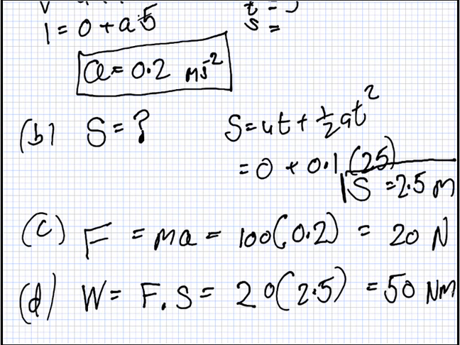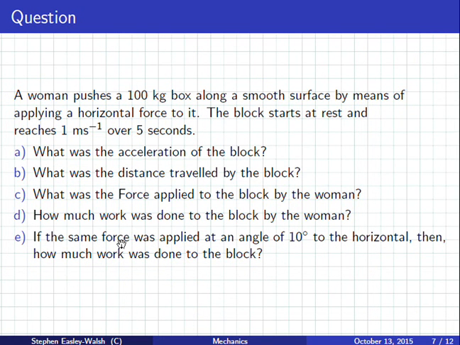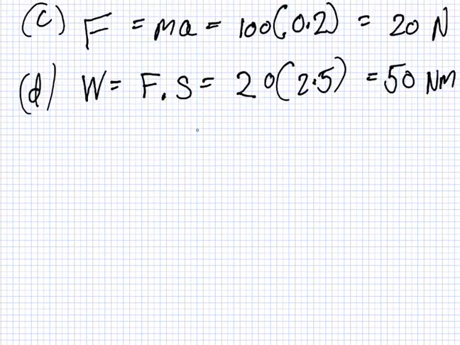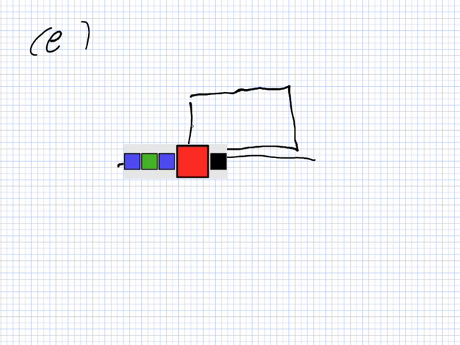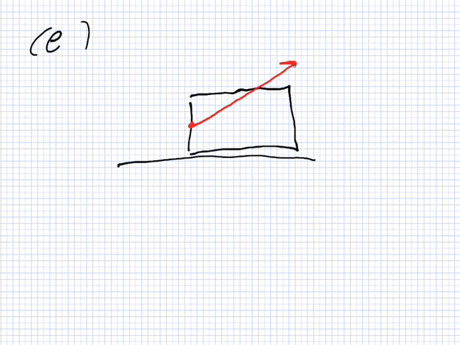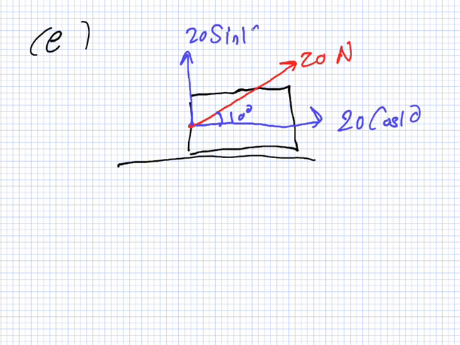Okay, the last part here. What is the work if she pushes at an angle of 10 degrees? Do you have this? Grace, do you have this? Yes. Okay, so for the last part, E, what happens is her force, what was the force? 20 newtons. So her 20 newtons is now at an angle of 10 degrees. So this is 20 cos 10, and this here is 20 sine 10.